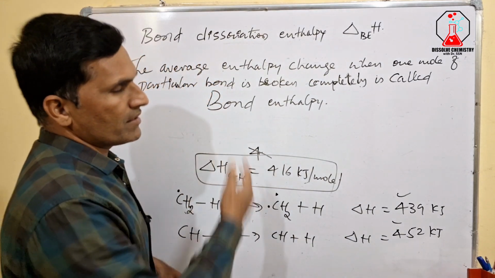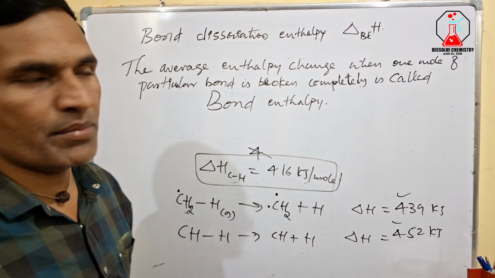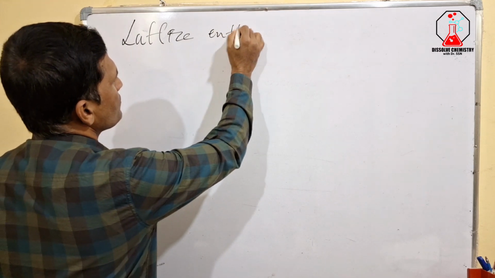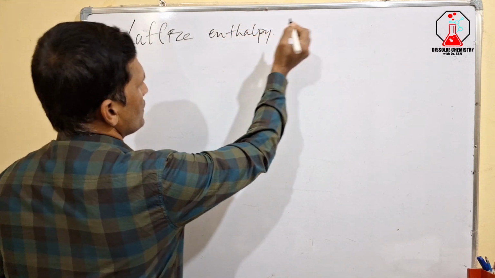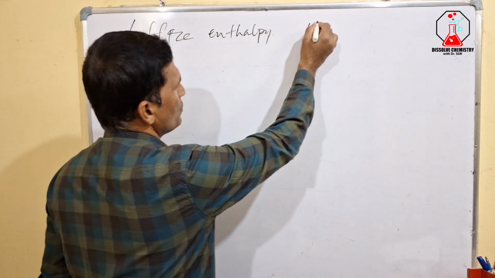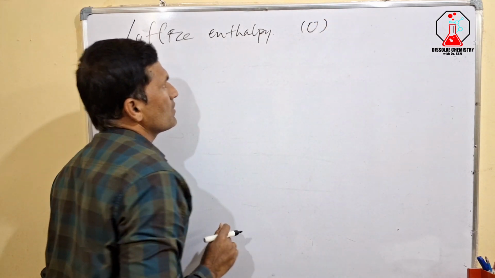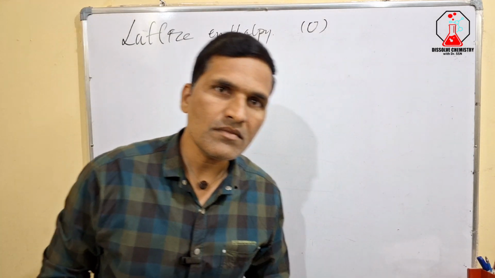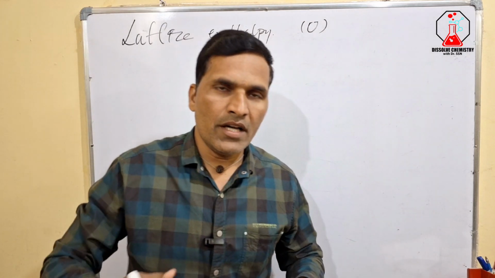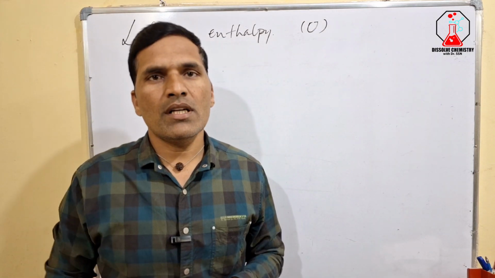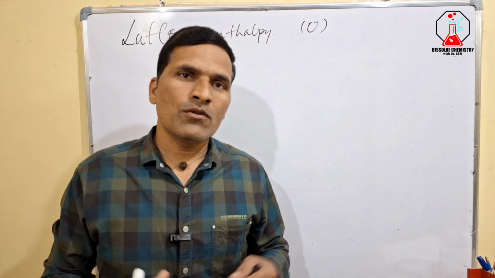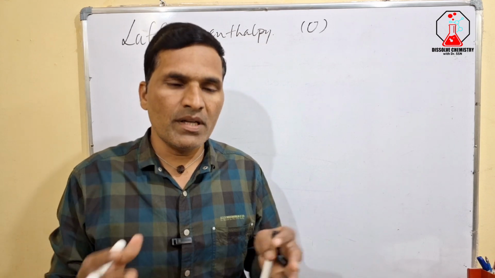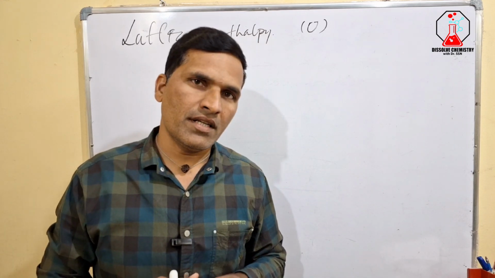So we will switch to the next important topic, that is lattice enthalpy. Usually it is represented as U. Okay, so we'll define this. What do we mean by lattice enthalpy? See how these ionic compounds are formed. The ionic compounds are formed by the electrostatic force of attraction between oppositely charged ions. So they will come and accumulate to form particular crystal structures.